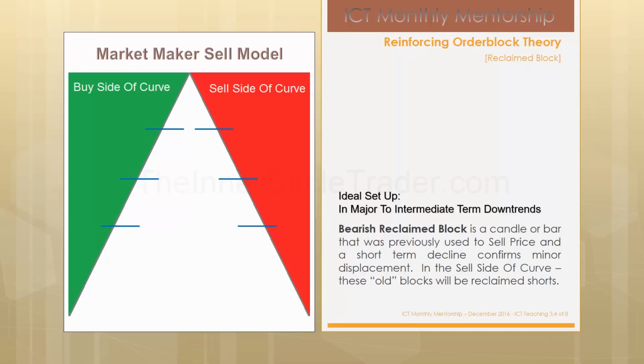So again, in summary, a bearish reclaimed order block is a candle or bar that was previously used to sell price, and a short-term decline confirms minor displacement. In the sell side of the curve, these old blocks will be reclaimed shorts or new entries for short positions.